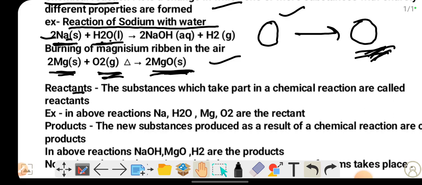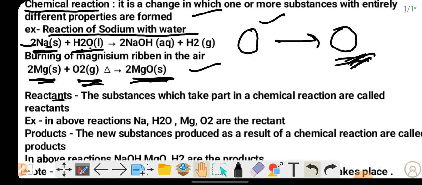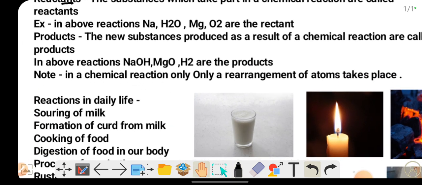Whereas the substances that form after the reaction, like MgO, magnesium oxide, and sodium hydroxide and hydrogen. The substances that are produced after the reaction are called products. So here sodium hydroxide, hydrogen and magnesium oxide are all products. Hope you understood.